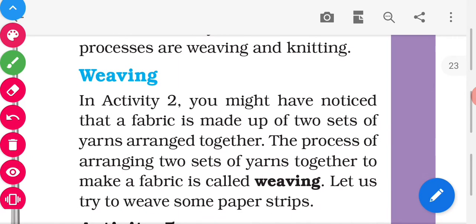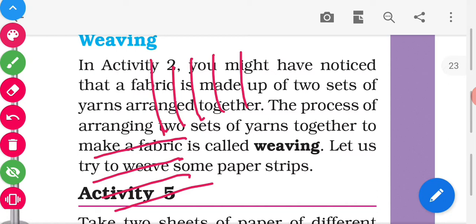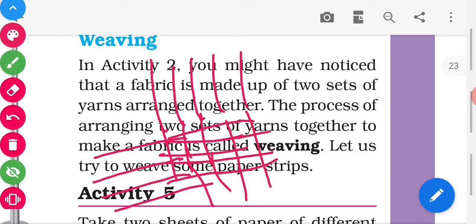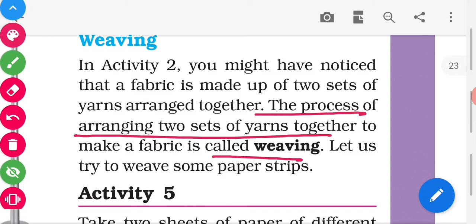What do we mean by weaving? Weaving means two sets of yarns arranged together to make a fabric. It is like that. There is one strand and another strand, and they are crossed over each other, and this is known as weaving. This is how it will be made. So the process of arranging two sets of yarns together is known as weaving.